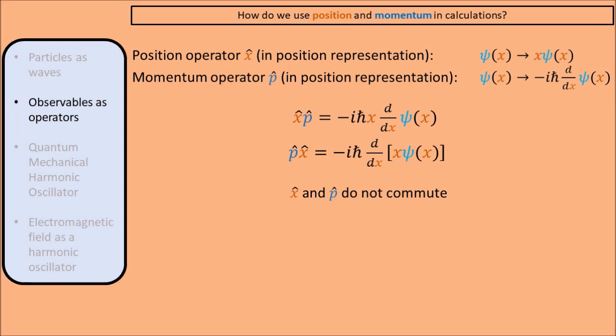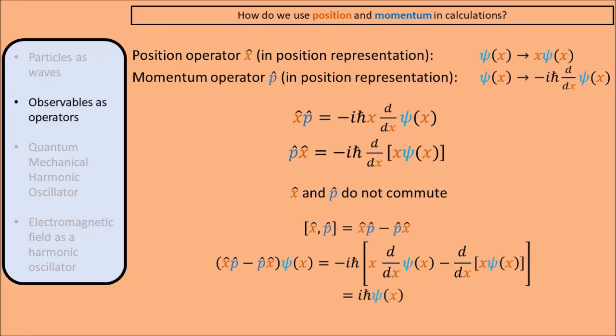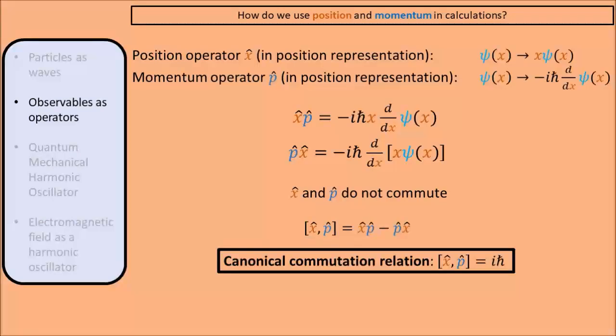We can make a more precise statement by defining the commutator of x and p, which is the difference between xp and px. If we apply this operator to an arbitrary wave function psi, then we can write out the derivative using the product rule and cancel some terms to find that we've multiplied psi with a constant factor of i h bar. This result is known as the canonical commutation relation.